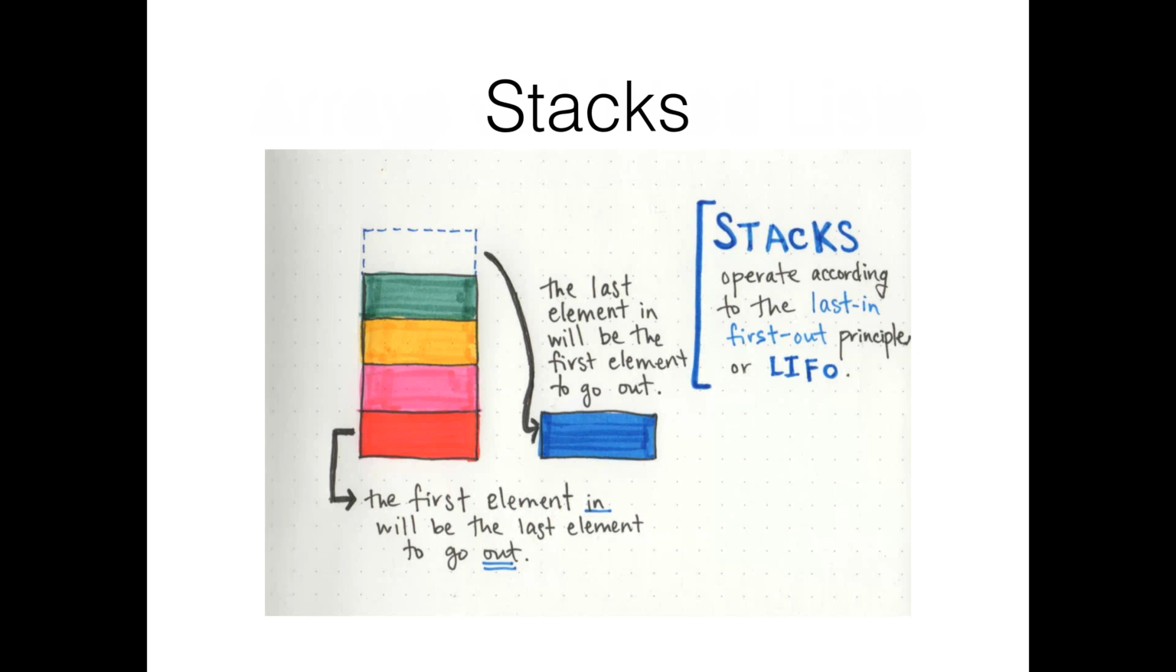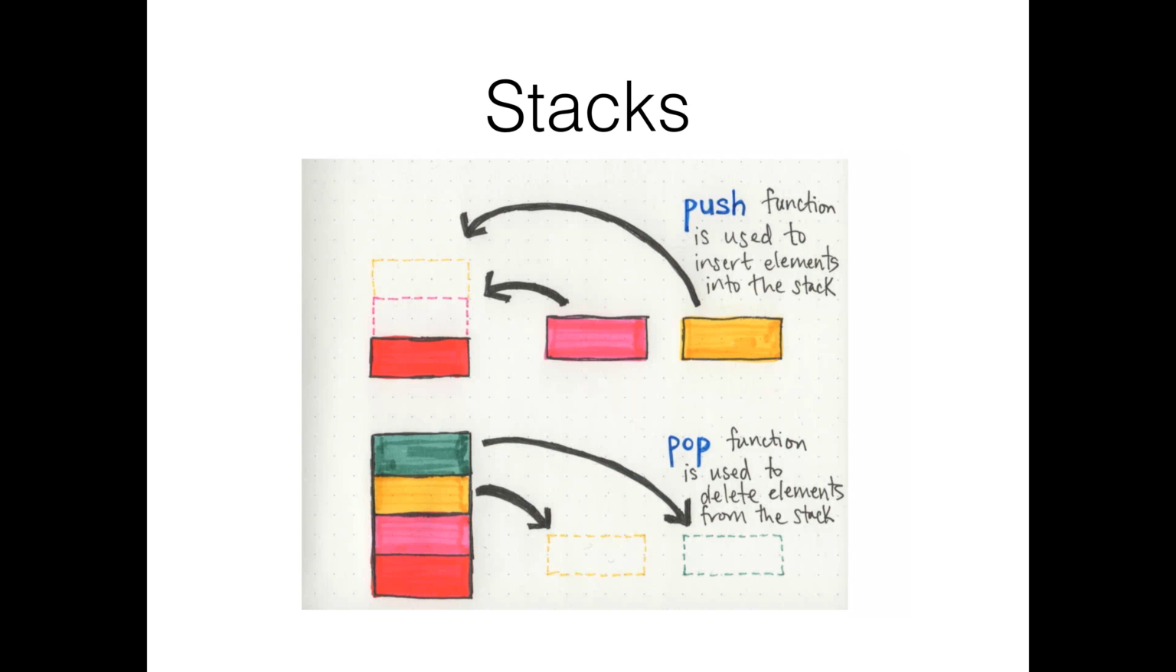What else? In terms of linear data structures, we have stacks, right? A stack is a last in, first out data structure, where the last element on the list will always be the first one out. The operations on a stack are pretty easy: all you can do is push onto the stack or pop off it.